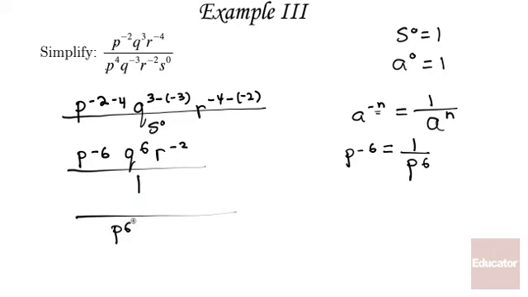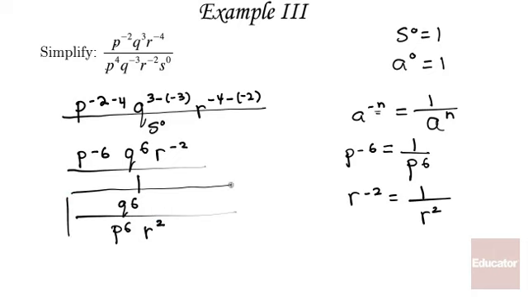Q already has a positive exponent, so that's easy. I'm just going to put that up here. R is also to a negative power. So r to the negative 2, according to this rule right here, is 1 over r squared. Therefore, I need to move the r to the denominator, and I need to make the negative 2 positive. So my simplified form is q to the 6th divided by p to the 6th r squared.